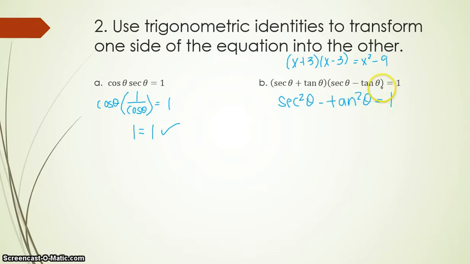If you look at your Pythagorean identities, secant squared, it says, is actually the same thing as 1 plus tangent squared. So I'm going to replace that with 1 plus tangent squared theta, and then minus tangent squared theta equals 1. 1 plus tangent squared theta minus tangent squared theta. Tangent squared minus tangent squared is going to cancel. So I'm going to have 1 equals 1.